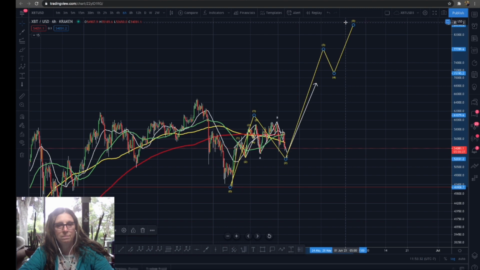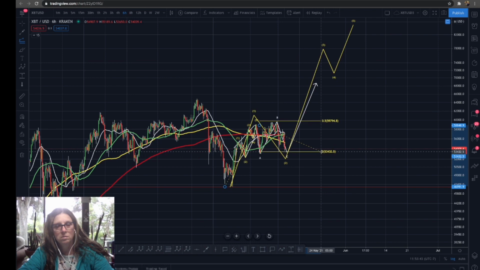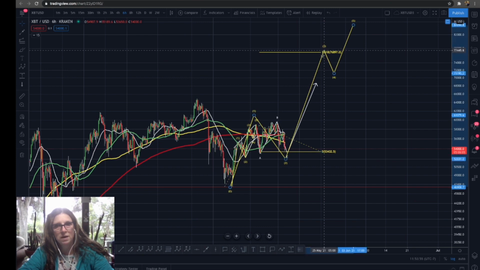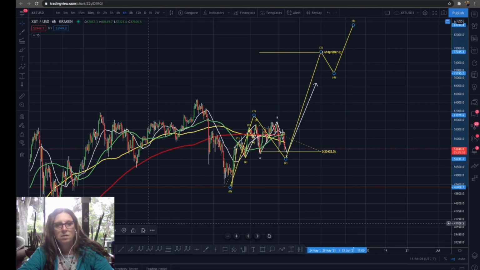When we pivot up, if we were to pivot up straight from here and not go down any further, we're looking at our third wave being at 76,897. And then we get a fourth and a fifth. So somewhere up in the 80s area. That's the bullish scenario.